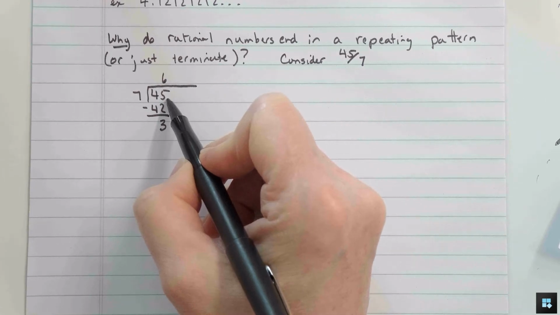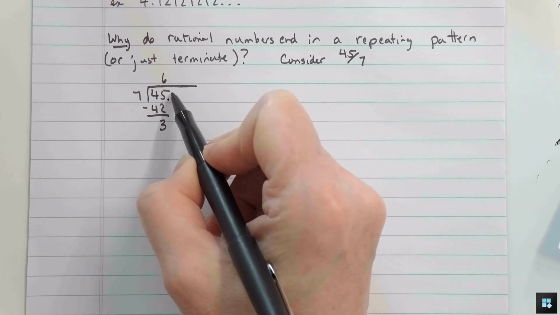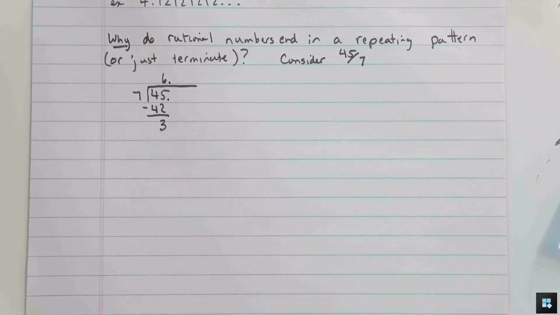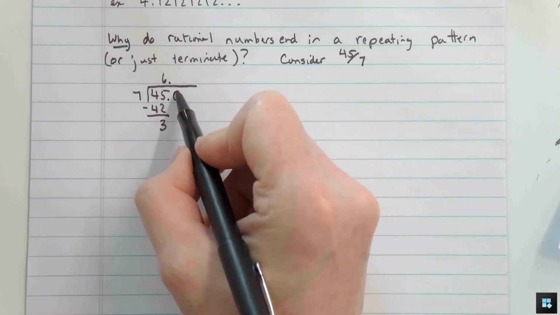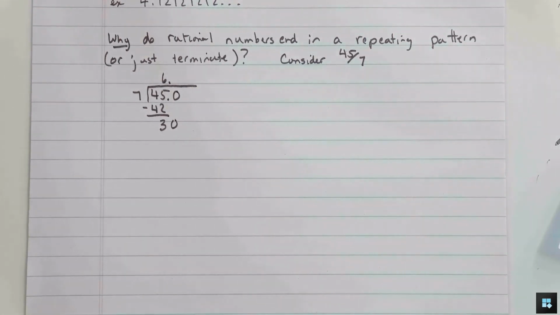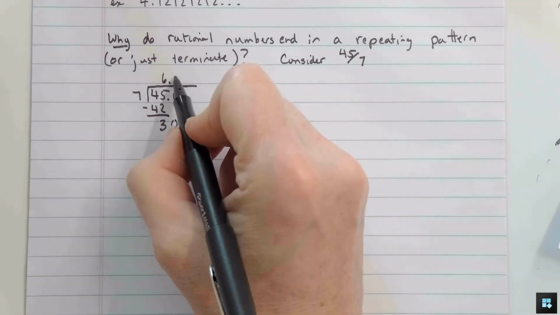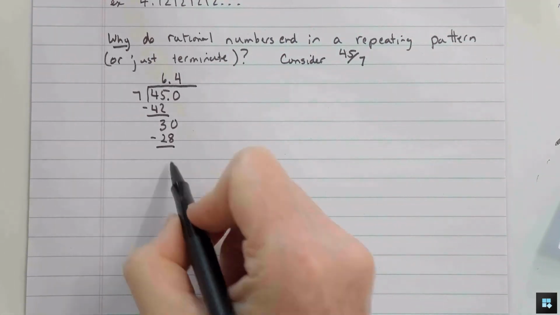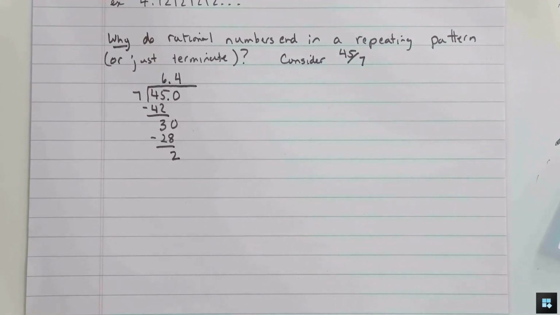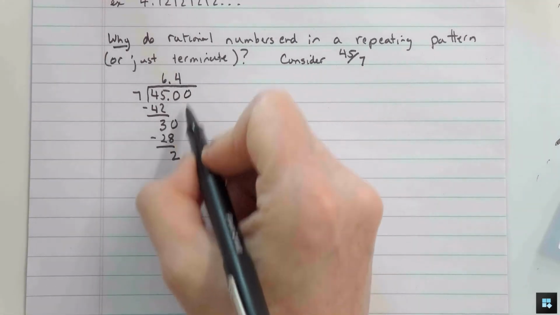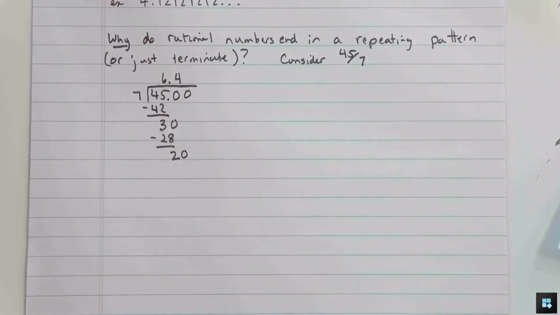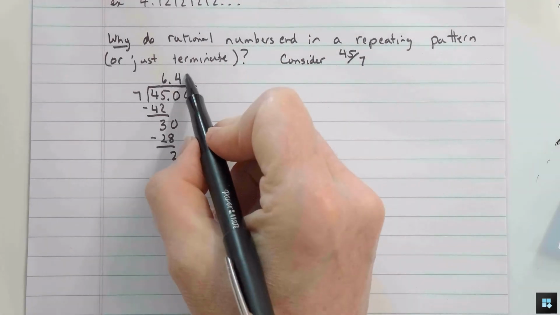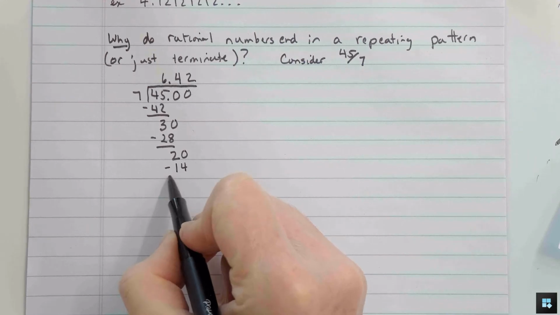So I need more digits. So I'm going to put a decimal place after the 45 and a decimal place after the 6 and keep going. So 45.0 and bring down the 0. 7 divides into 30 4 times. 4 times 7 is 28. And now I can subtract and get 2. And put another 0 and bring down the 0. 7 divides into 20 2 times. 2 times 7 is 14. I'll go ahead and subtract and get 6.